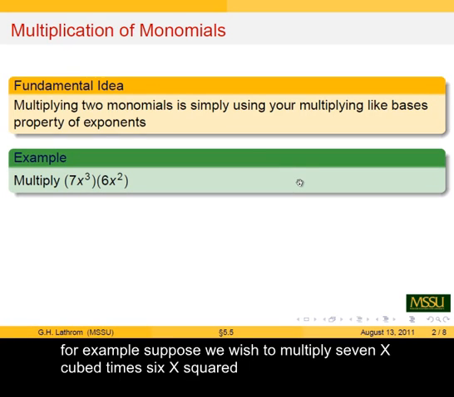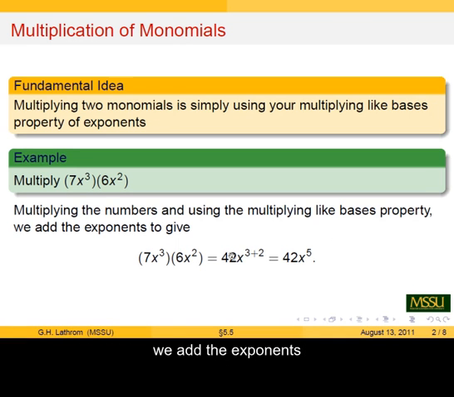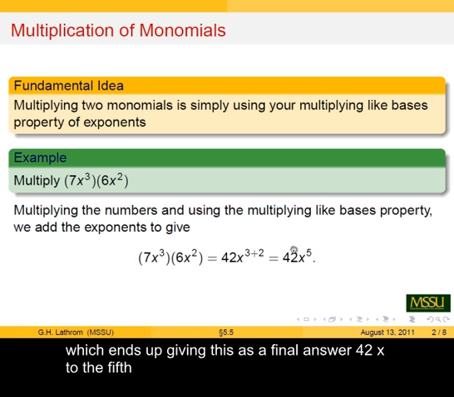For example, suppose we wish to multiply 7x cubed times 6x squared. We multiply the numbers to give us 6 times 7 being 42. Then using the multiplying like bases property, we add the exponents. X cubed times x squared gives us x to the 3 plus 2 power, which ends up giving us as a final answer 42x to the 5th.